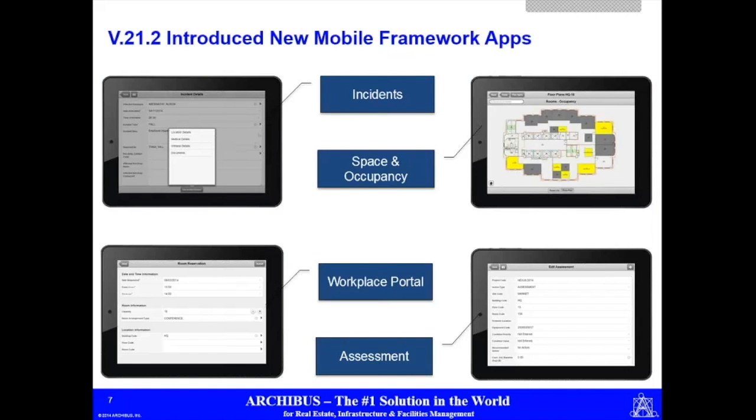As Reeves mentioned, we have been doing quite a bit of work around mobile. In 21.2, we introduced some new applications on top of the original set. So we added incidents for environmental health and safety, space and occupancy to better track some of the workplace transaction details, workplace portal to enable people to request conference rooms and hotel spaces and service requests, move requests, etc., and assessments to go out and survey your facilities around condition assessment, environmental sustainability assessment, and commissioning.